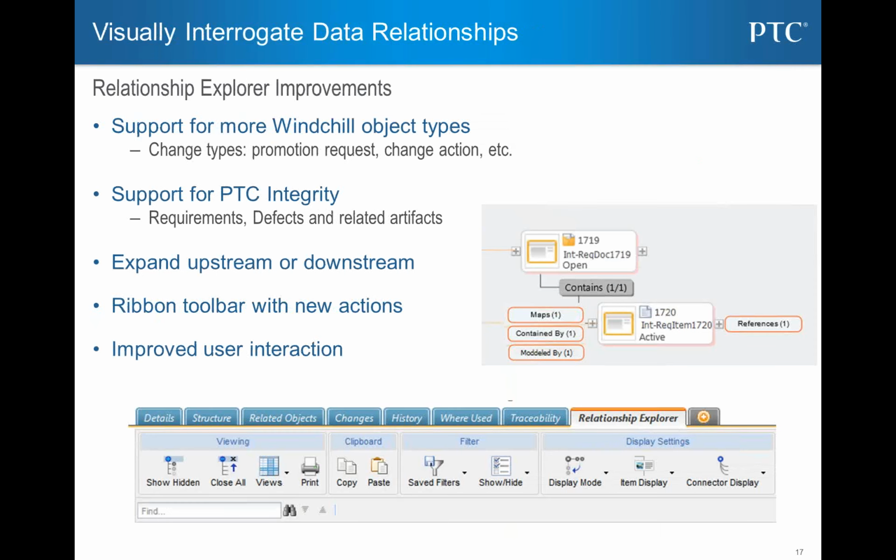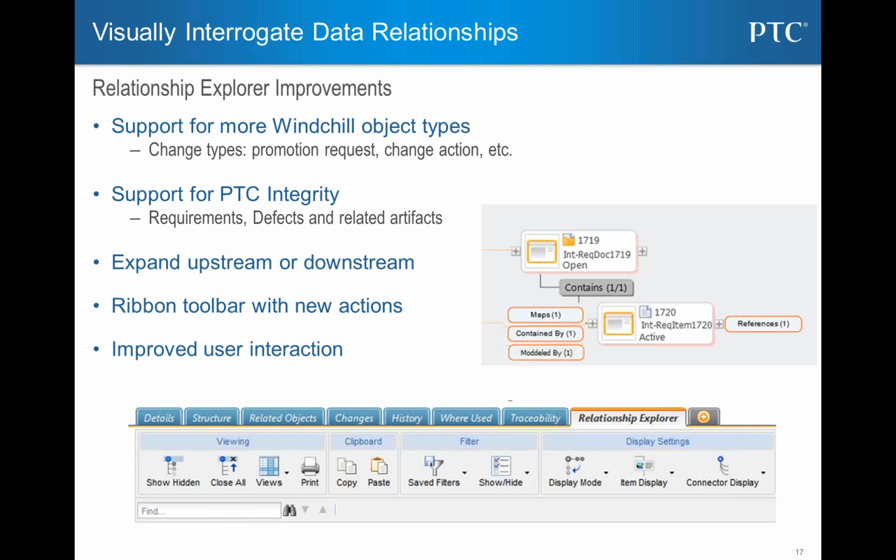We made a number of improvements in the Relationship Explorer. This is a visual way that you can navigate all of the relationships for a structure, for an item and its associated relationships. So for example now, if there's a promotion request in which some object is involved, you can see that relationship and you can navigate from that object to the promotion request or from the promotion request to the objects that are being promoted.